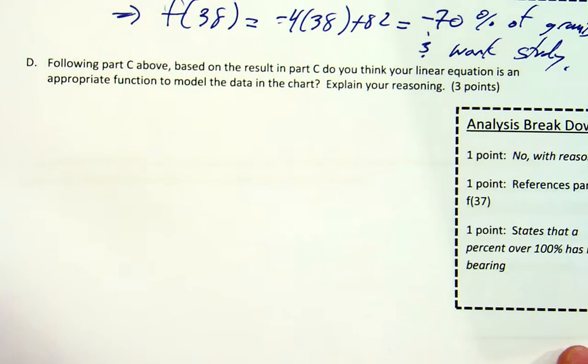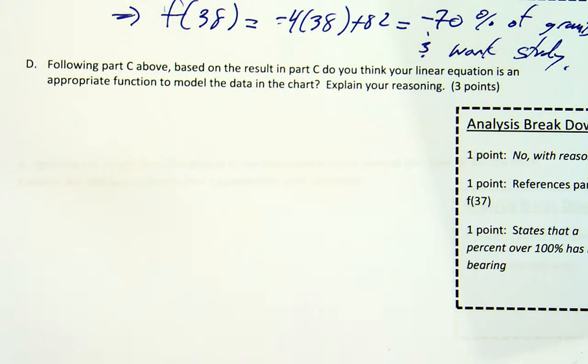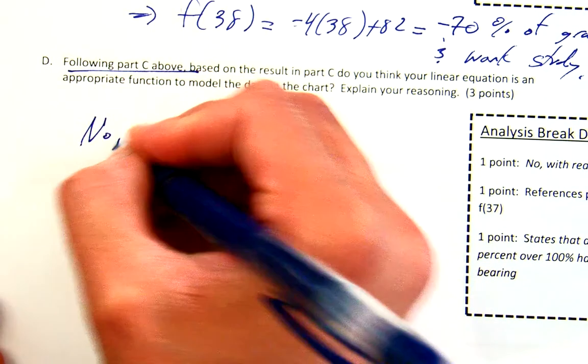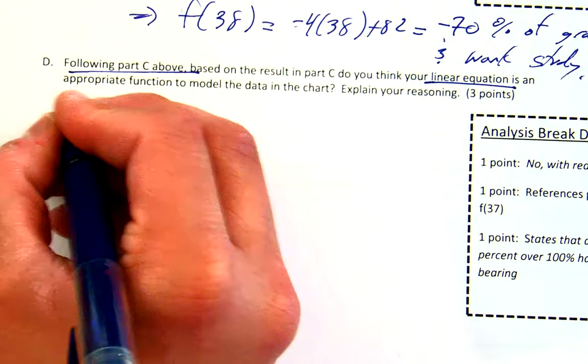And finally, part D. Based on the result in part C, do you think your linear regression is an appropriate model? We just talked about this. Didn't we do this? Is this an appropriate model? No. Yeah.